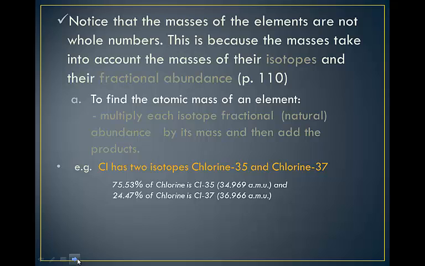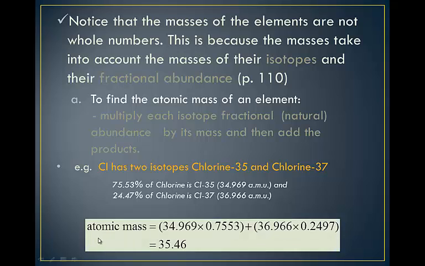So chlorine, for example, has 2 isotopes, chlorine 35 and chlorine 37. Chlorine 35 represents 75.53% of all chlorine, where chlorine 37 represents 24.47%, i.e. the remaining portion of chlorine. So to calculate their atomic mass, I take the mass number, in this case for chlorine 35, 34.969 if you know the exact number. If you don't know its exact atomic mass, you would simply use the 35 or the 37. And then I multiply that by the percentage turned into a decimal.